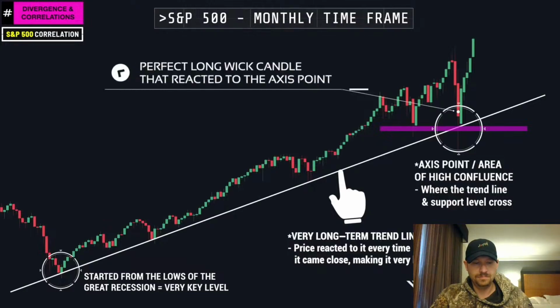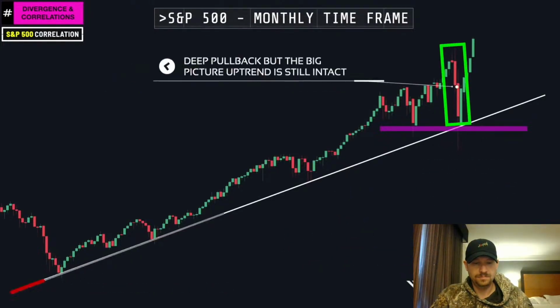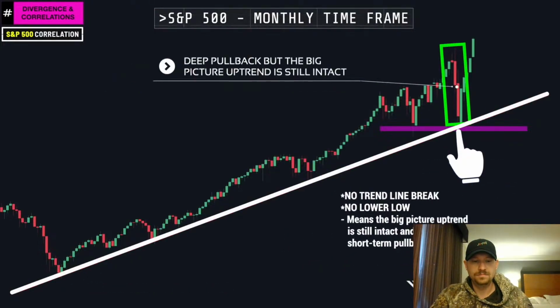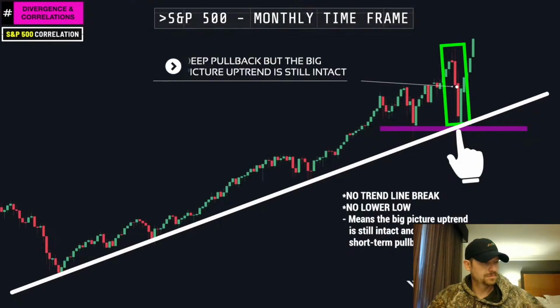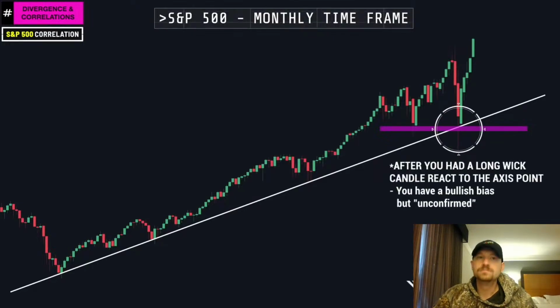You then had a perfect long wick candle right at this access point, showing that it was respected this time around. Now, this is very key. Even though this was a deep pullback, without price breaking this long-term trend line and making a lower low, the long-term uptrend is still intact. So after we had this very long wick candle react to the access point, this gave us a bullish bias.